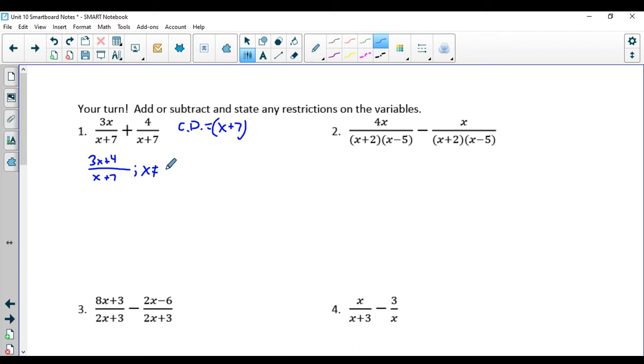X cannot equal -7, because -7 plus 7 equals 0. And remember, 0 can never be in the denominator of a fraction. So that one was pretty straightforward because we already had the common denominator. If we look at number 2, again, what's our common denominator going to be?